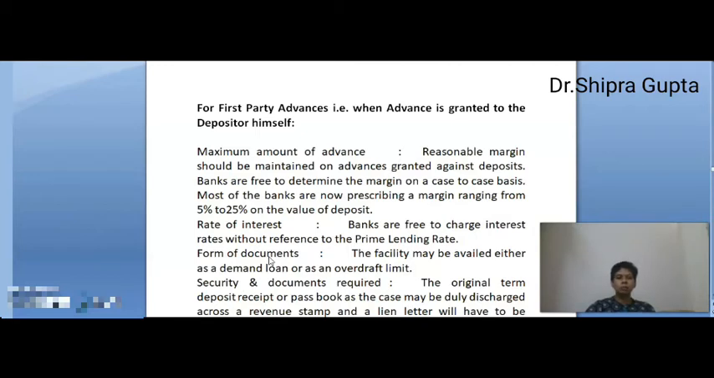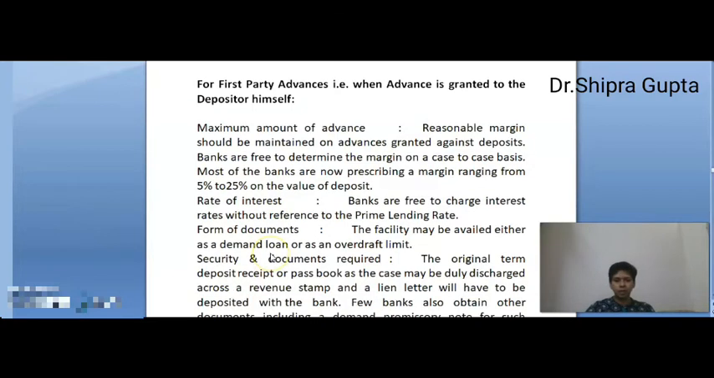This means the margin money, or the deposit money, or security value, is greater than your loan money. Rate of interest: in this case, banks are free to charge interest rates without reference to the PLR, the prime lending rate, which generally corporates take the loan from the bank on. Form of documents: the facility may be availed either as a demand loan or as an overdraft limit.